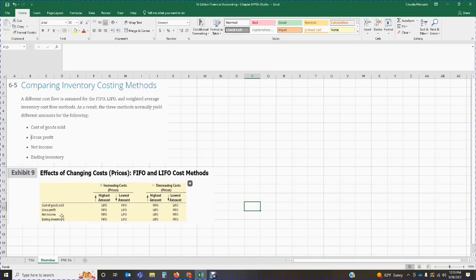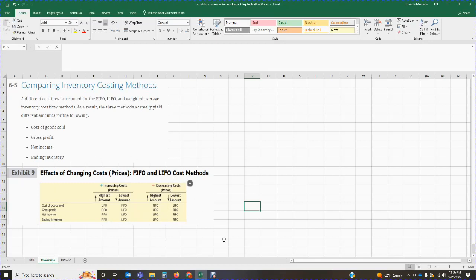Okay, when dealing with net income, when we have increasing prices or increasing costs, FIFO will yield the highest amount of net income, while LIFO would yield the lowest. In cases of decreasing prices or costs, LIFO will yield the highest amount of net income, while FIFO will yield the lowest amount. Our ending inventory valuation, when we have increasing cost, FIFO will yield the highest inventory amount, while LIFO would yield the lowest. When we have decreasing cost, LIFO will yield the highest amount of ending inventory, while FIFO will yield the lowest.